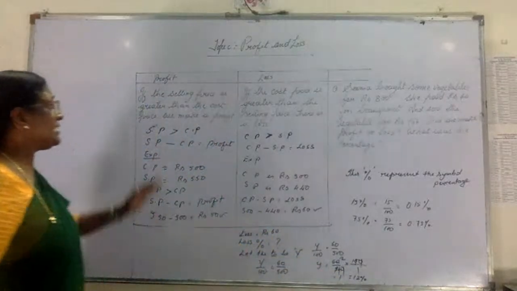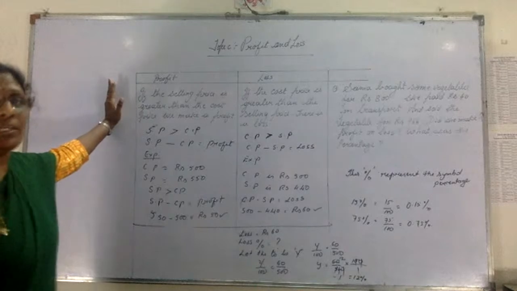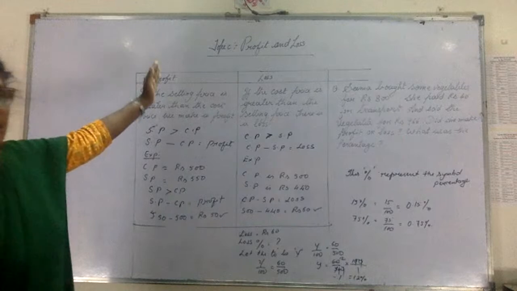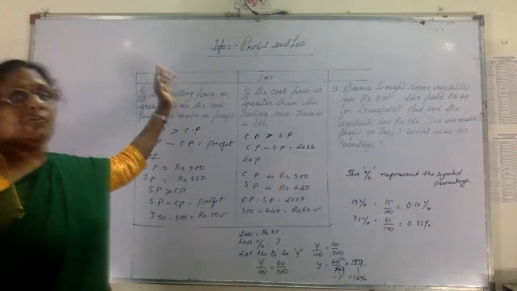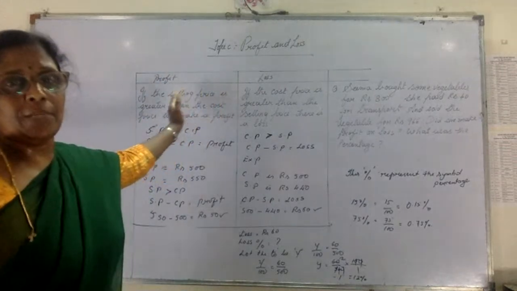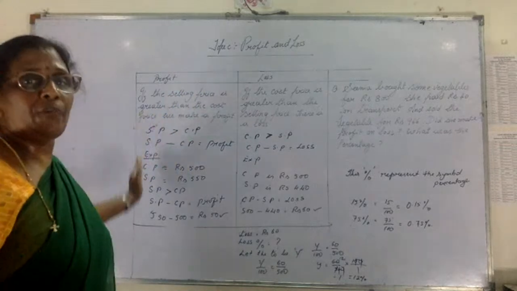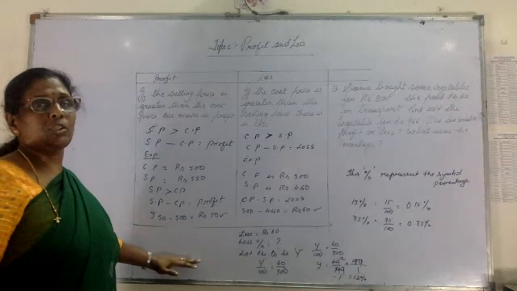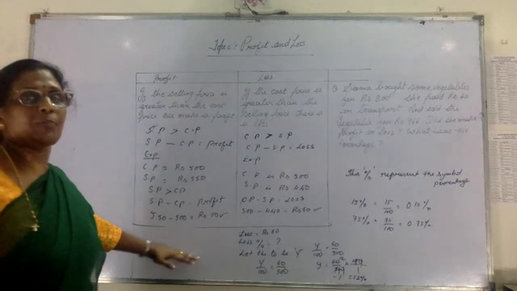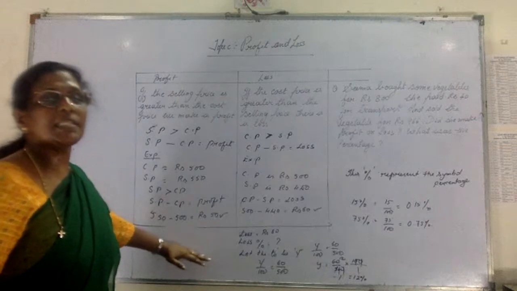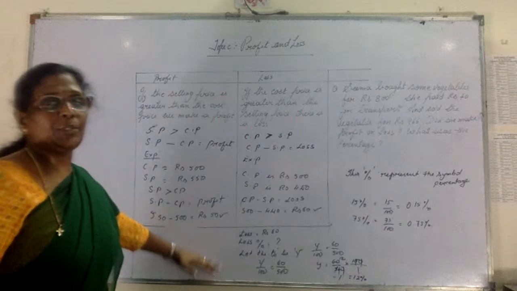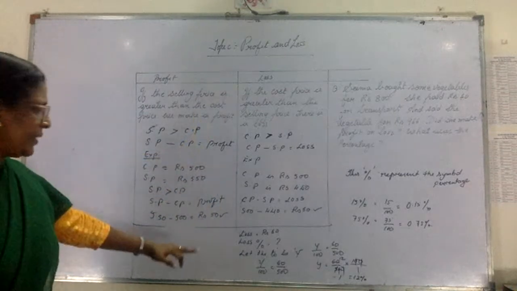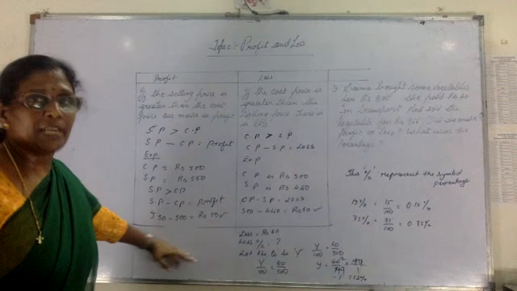Now, it is very easy, children. First, we have to find out the profit or loss by seeing whether the selling price is greater than the cost price. If we subtract the cost price from the selling price, we will get the profit. The profit percent is always calculated on the cost price. That is, we assume the profit percent as X, that X upon 100 is equal to the actual profit earned upon the cost price.